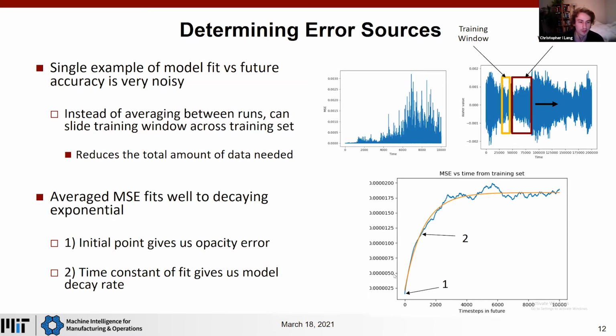And there's really two important parts of this, possibly three. The first is what your initial error is. That's basically your training error, and that corresponds to either how opaque your chamber is or how mismatched your model is. And then also we can look at the decay constant of this fit. This is just an exponential decay, and also what its final value is in order to give us a sense of how quickly the system is drifting and how bad it will perform if we let it drift forever.